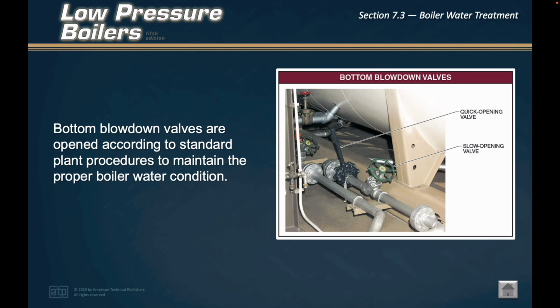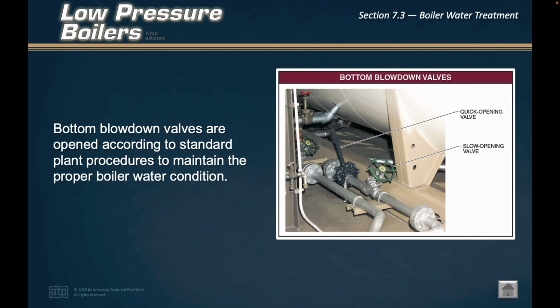A bottom blowdown is most effective when the boiler is under light load and feed water input is also low. The two valves commonly used on a bottom blowdown line are the quick opening valve and the screw opening valve, also called a slow opening valve.